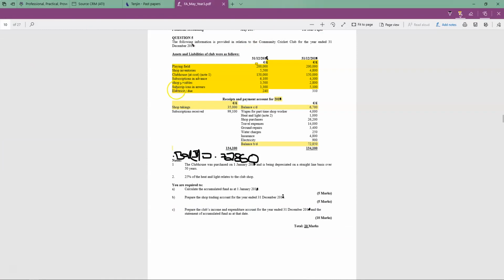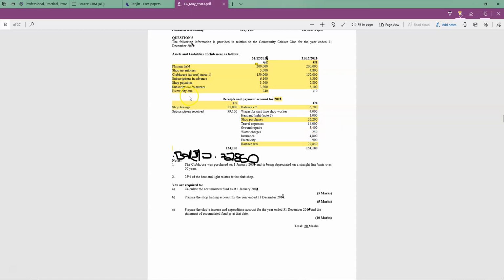So where you have an opening balance, a closing balance, and a figure in our receipts and payments, you're going to have to do a little working for it. So you'll always have to do a working for subscriptions. If you look here, you have shop payables, an opening figure of 3.5, a closing figure of 2.8, and then you also have shop purchases of 26,200. So we're going to have to see, is that the correct figure?